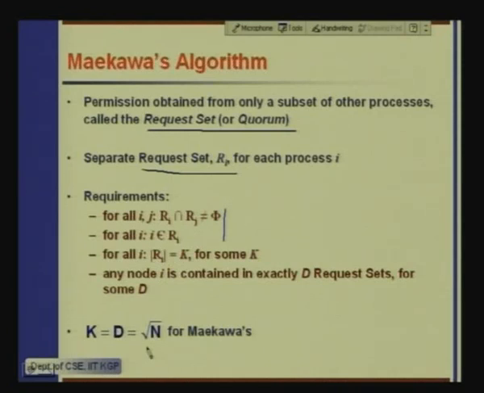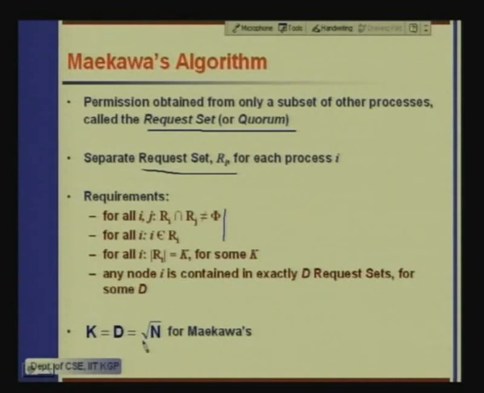Okay. Now, there is a methodology by which you can take a network and then distribute the nodes of the network into root n number of sets such that every node belongs to only root n number of sets. The size of the request sets will be root n, and each node will belong to exactly root n number of sets.